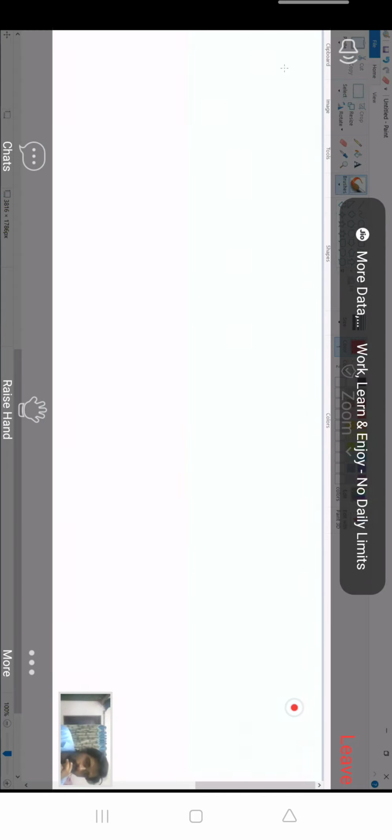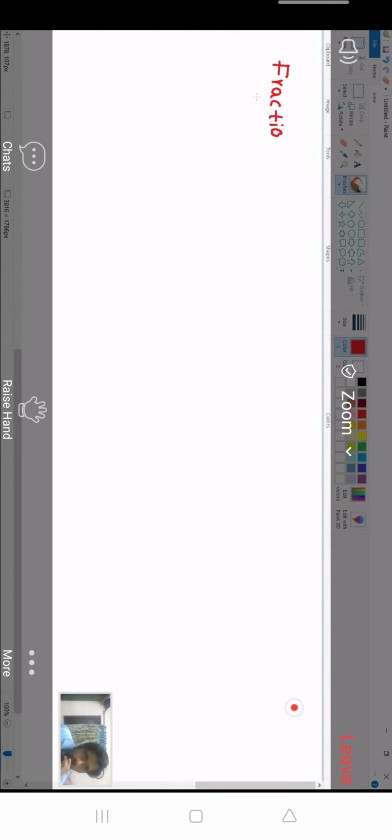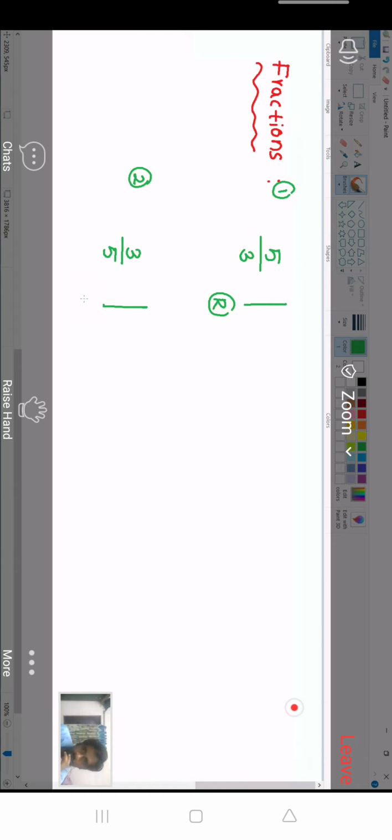Whenever we see fractions given two times, I'm just projecting 2 fractions. Please observe the difference between these 2 fractions. I'm asking a question, what is 5 divided by 3? What is the remainder in this case? I'm asking another question, 3 divided by 5. What is the remainder in this case?